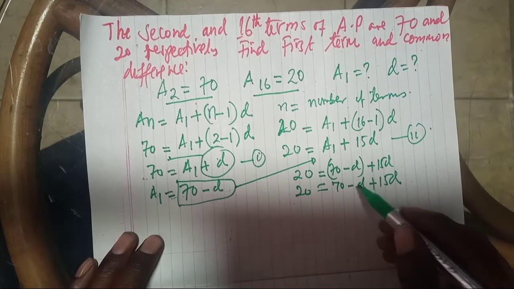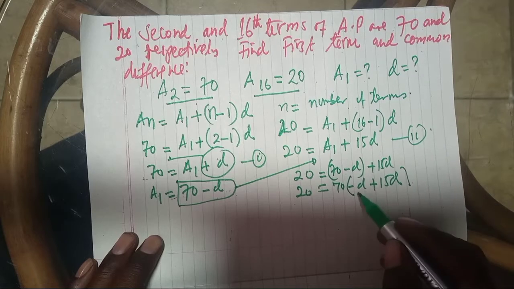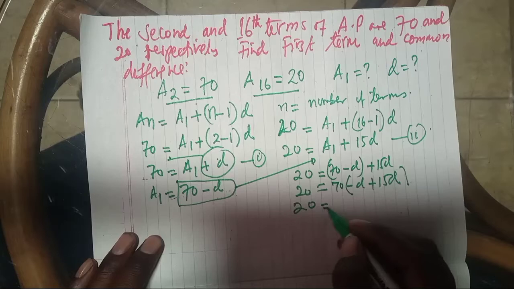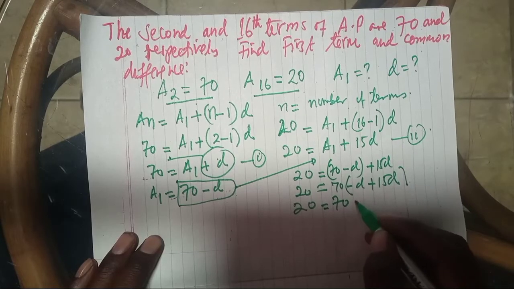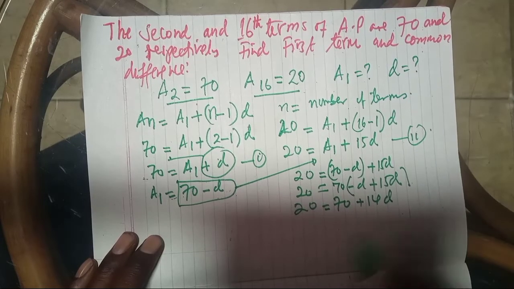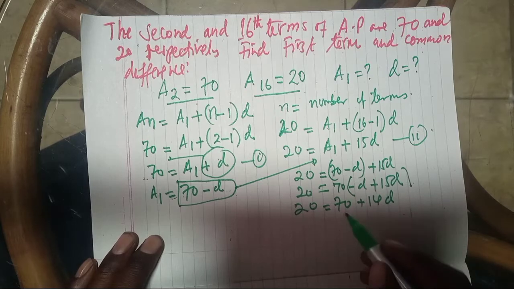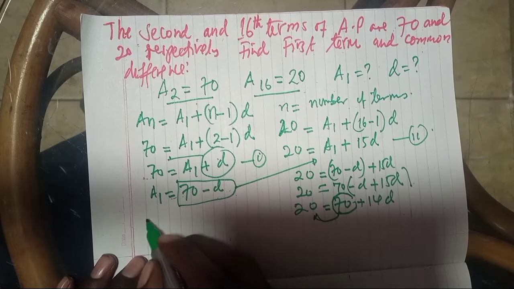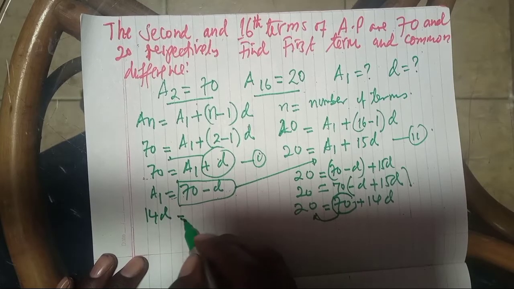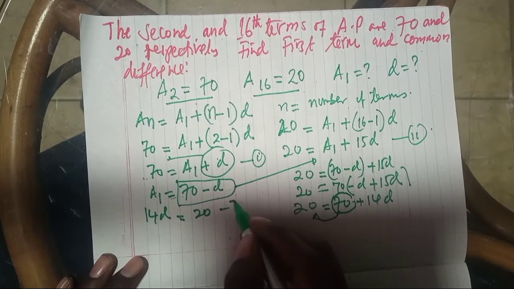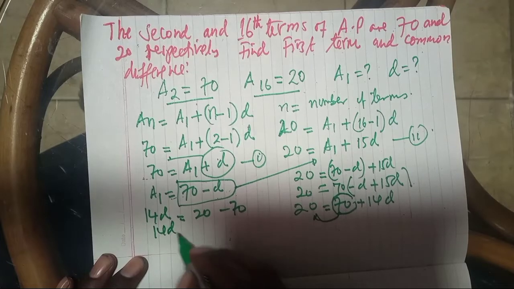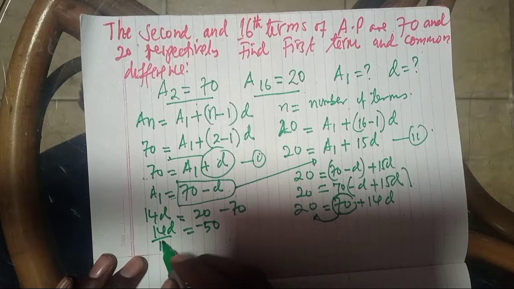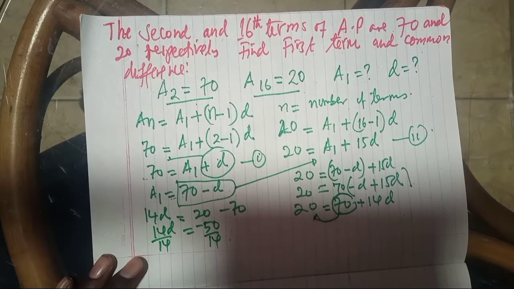Then collect the like terms. This is negative D, this is positive 15D. Therefore 20 is equal to 7 plus 14D. Now we are looking for the value of D, so 7 is taken to the other side. Therefore 14D is equal to 20 minus 7. Now 14D is equal to 13. Now we divide by 14.